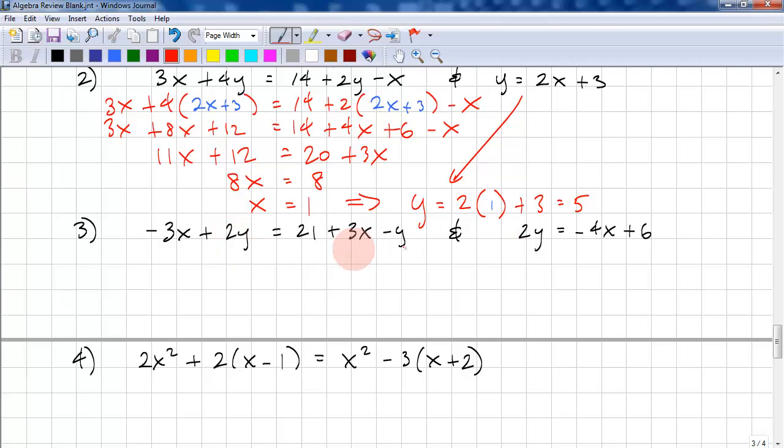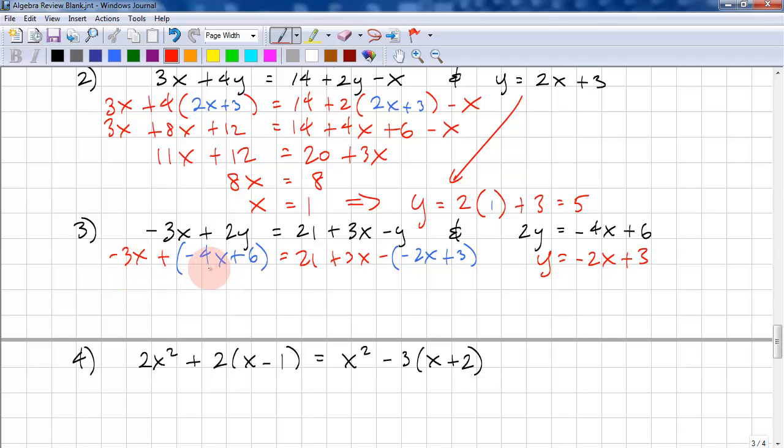We have a 2y, we have a y, so we need to substitute for y. This is not y directly, so let's calculate it by dividing everything by 2. Now we have an explicit one that we can plug into here. Negative 3x plus 2y. 2y is this one, so we'll just copy this one rather than putting 2 times this. Now we have 21 plus 3x minus y, so we'll use this one this time, minus 2x plus 3.